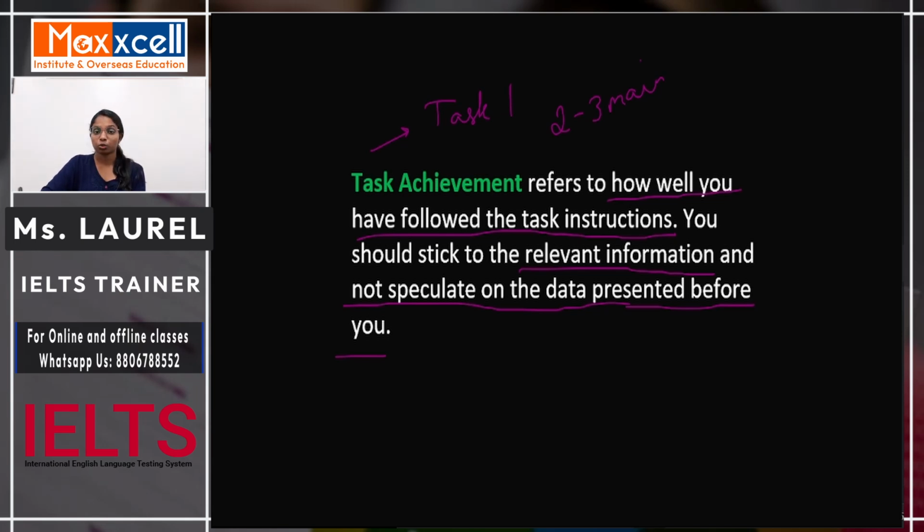The other thing: do not give personal opinions or speculate. That is, do not guess why there is a certain trend. If there is a sudden rise like this, don't try to guess why there is a sudden rise. This has to be not included in your report.